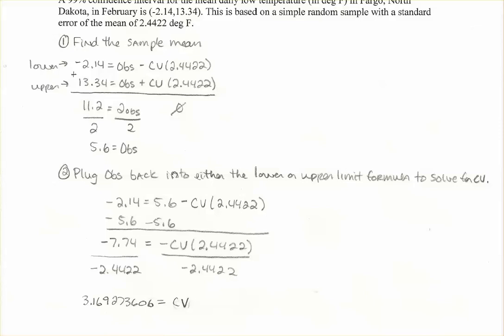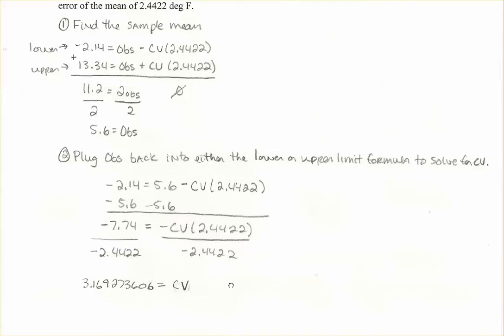When you do the algebra out, we're going to subtract 5.6 from both sides. That gives us negative 7.74 here, which is equal to a negative critical value times 2.4422. To get rid of this negative, because we don't want a negative critical value, we're going to divide by negative 2.4422 on both sides. By doing that, we cancel our negatives out, and we get 3.169273606 for our critical value.